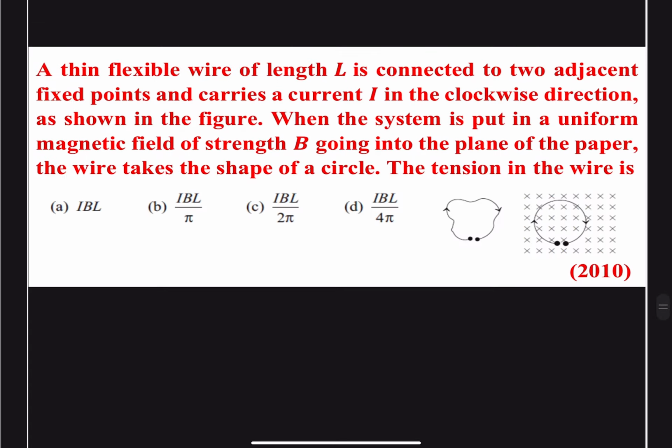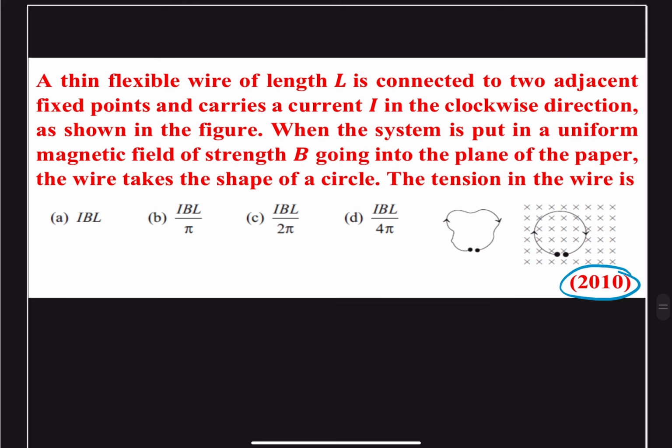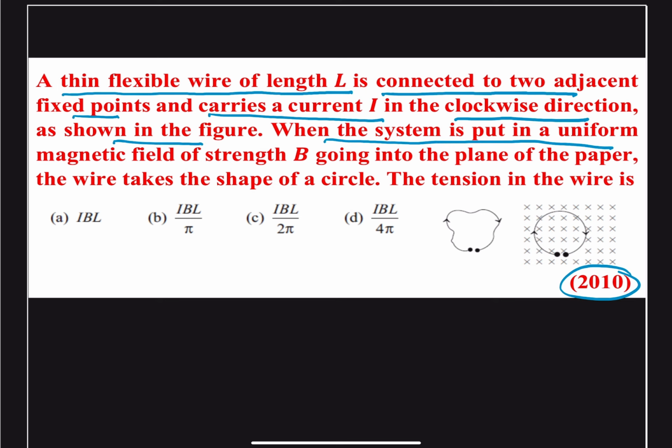We come to the next question. It was asked in the year 2010, and it states that a thin flexible wire of length L is connected to two adjacent fixed points and carries a current I in the clockwise direction as shown in the figure. When the system is put in a uniform magnetic field of strength B, going into the plane of the paper, the wire takes the shape of a circle. The tension in the wire is.